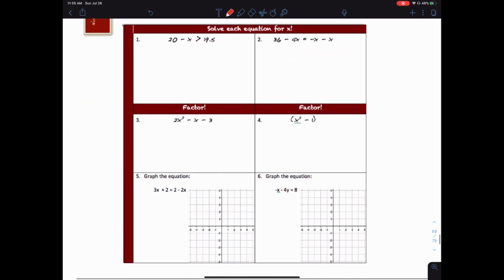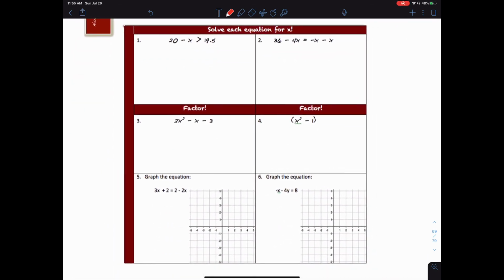Some review here. I don't know if we need to do these two. Do them in the homework, but I think we're pretty good with that. I think we're pretty good with these as well.